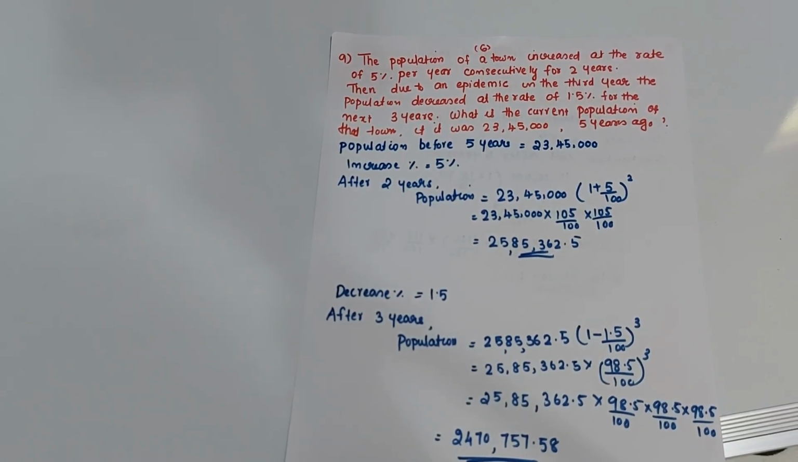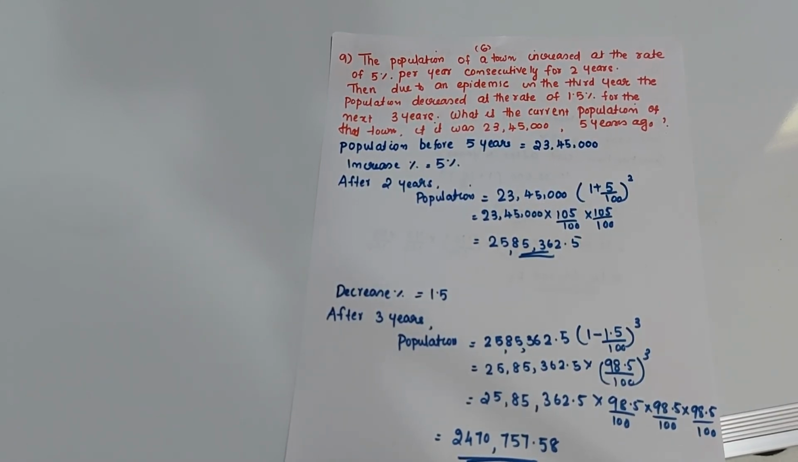Now after 2 years the population is equal to 23,45,000 into (1 plus 5 by 100) whole square. It's equal to 23,45,000 into 105 by 100 into 105 by 100, which is 25,85,362.5. Now this is the population after 2 years. Now the question is the current population, so we have to find the population for the 3 years also.